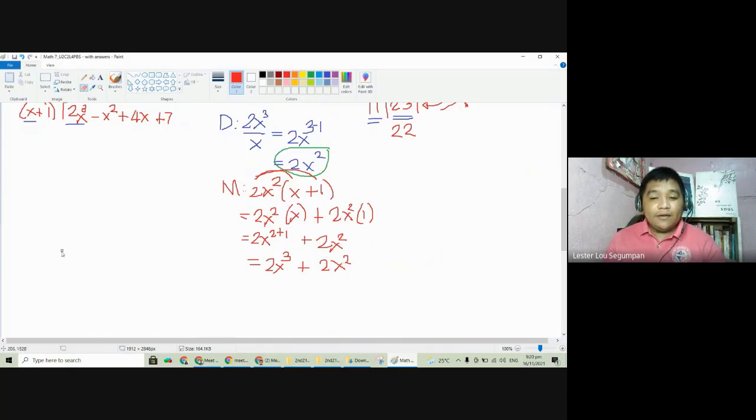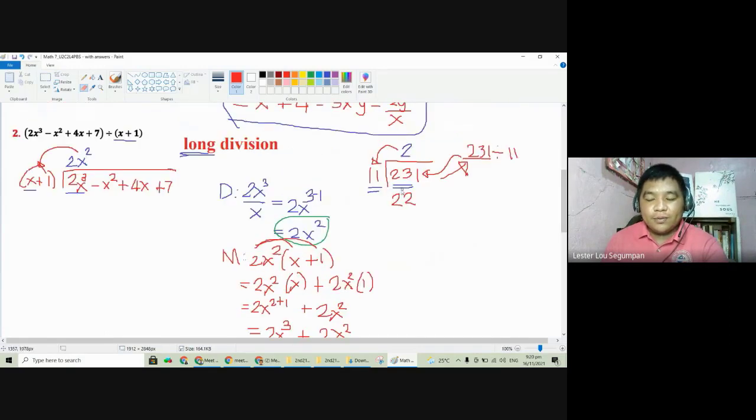This is the first product when we multiply the first quotient to the divisor. And where do we place this? Look at this example earlier.